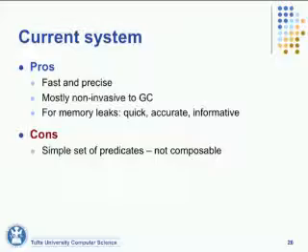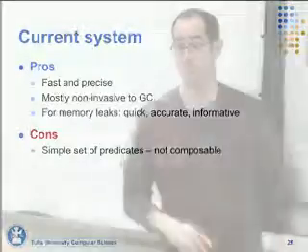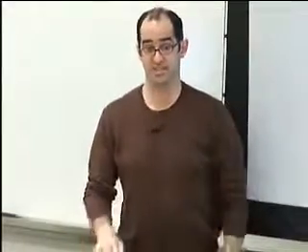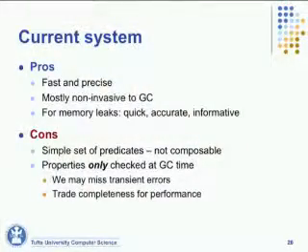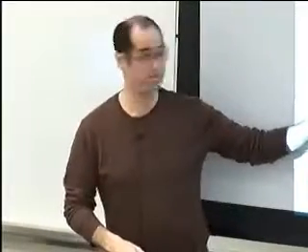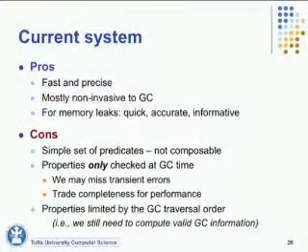So the cons of this system: it's a pretty simple set of predicates, and they're not really composable in any way. You just say assert this or assert this. Those are your only choices. And of course, the properties are only checked at GC time. So we'll miss transient errors. And we also can't check a property at a specific time, right? So again, we're trading the completeness of the system for performance.